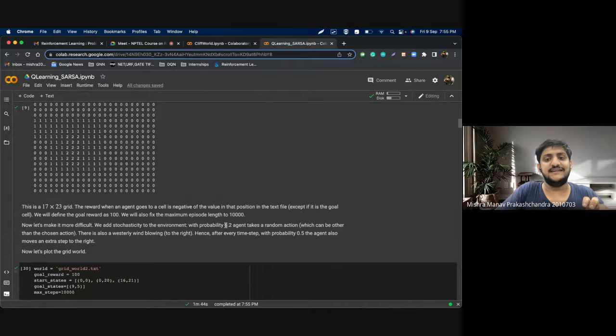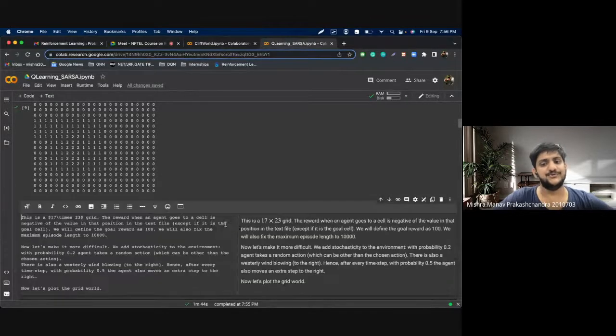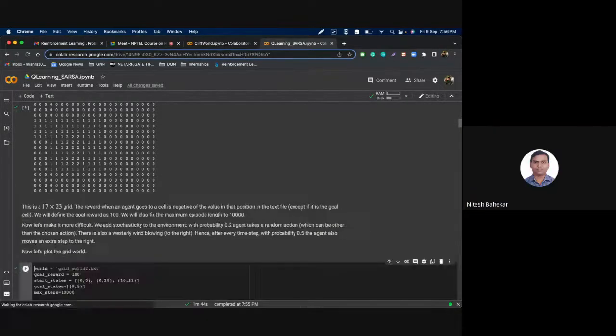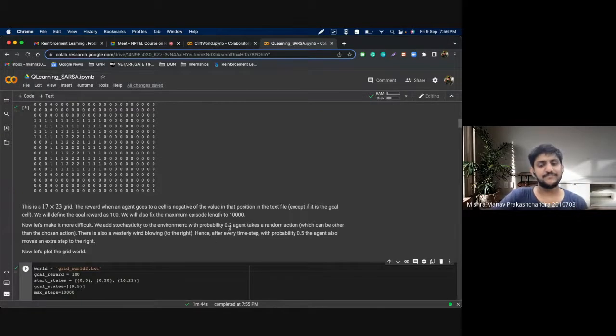The agent with probability 0.2 takes a random action, similar to the frozen lake case. In frozen lake, you had a one third probability of taking a perpendicular action. Here, it takes a random action with probability 0.2. So if I choose some action at time t, I only take that action with 80% probability, and with 20% probability I take some random action. And then after every time step, there is a probability 0.5 with which the agent also moves an extra step to the right. So this keeps adding up with each time step, right?